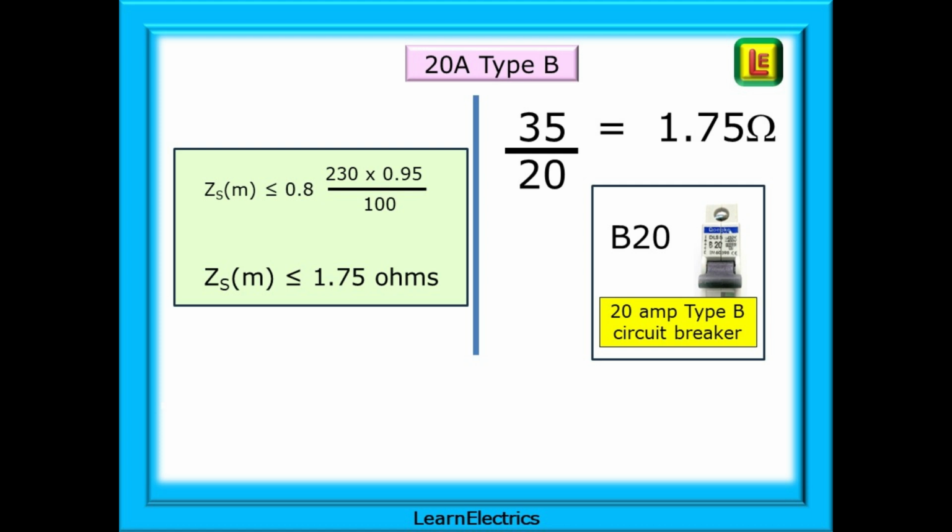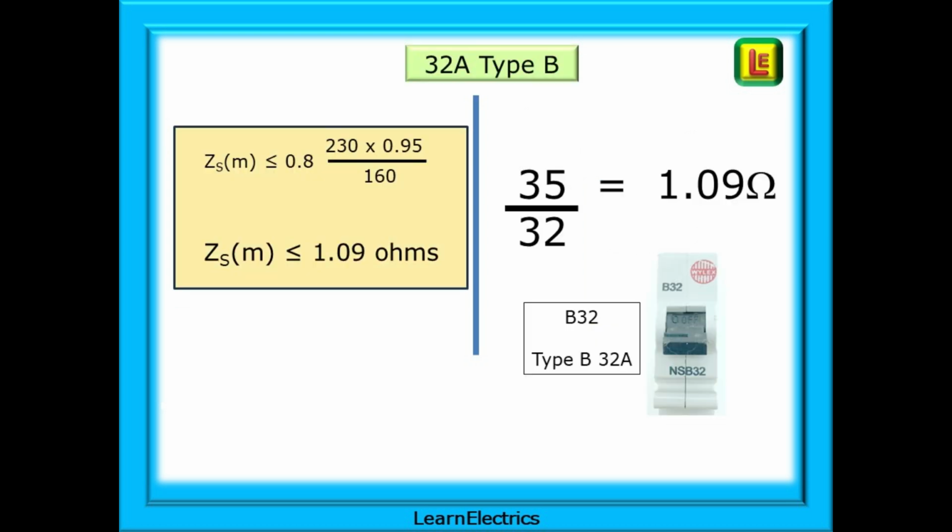This is a 20 amp Type B breaker. Start the clock. 35 divided by 20 is 1.75 ohms. Stop the clock. That took me 4 seconds, and the answer, we know, is correct. And most importantly, no flicking through books is needed.